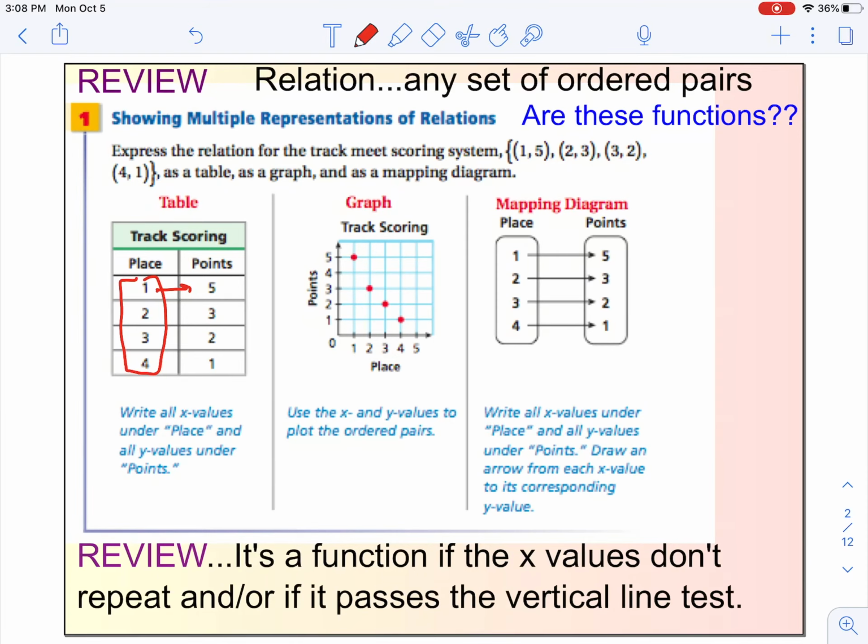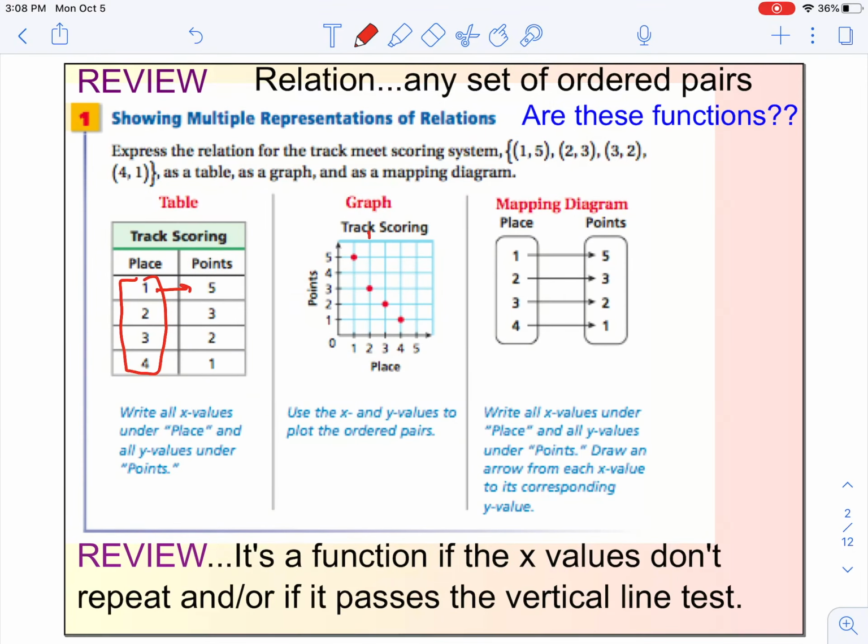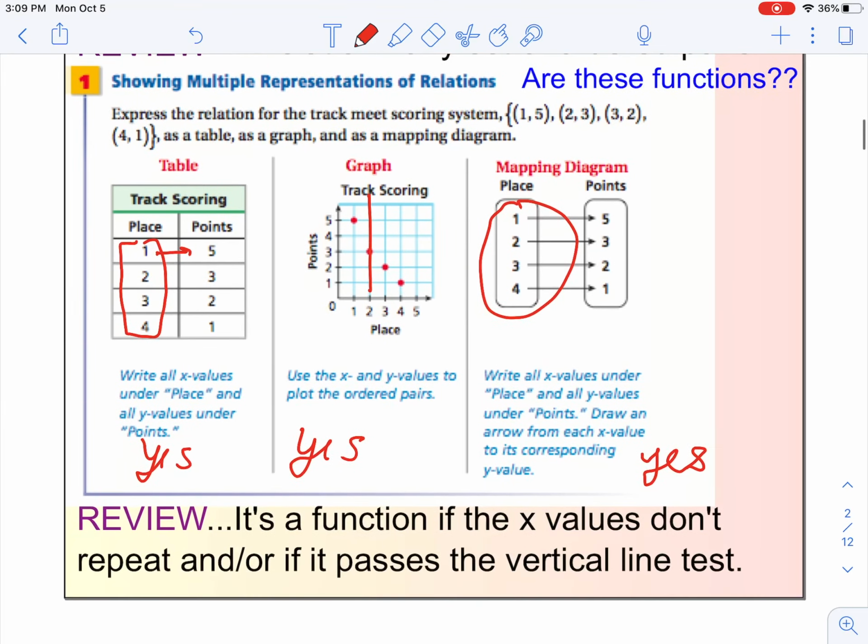Now, of course, I probably drew those lines a little bit too heavy, but if we draw a vertical line, we will only touch our graph once, any vertical line. And in a map, notice each of these only has one arrow coming from it. So yes, these are all functions. For each x value, there's only one exact y value assigned to it.